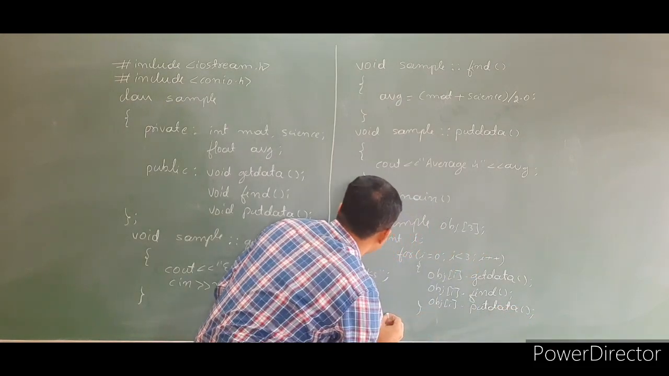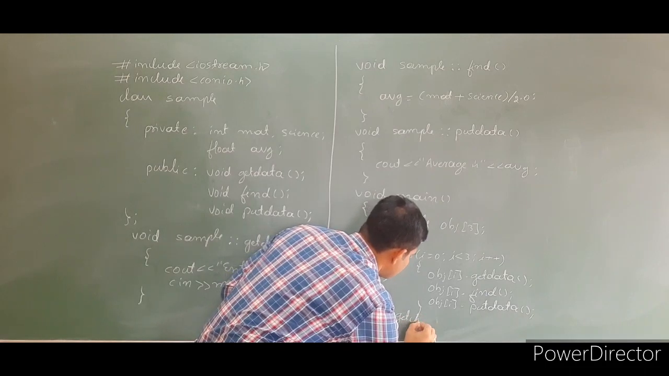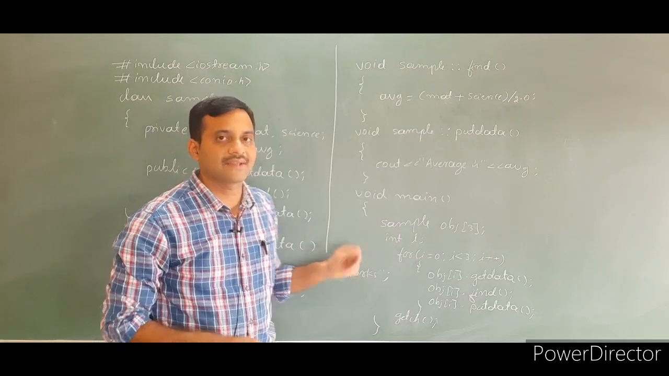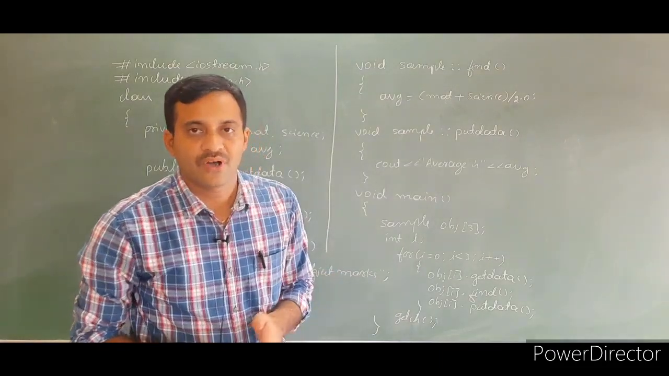Close the for, get ch, close the main function. This is an example for array of objects.